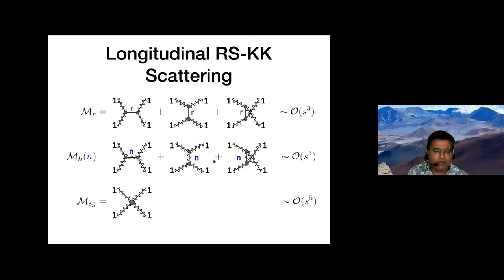The contribution from S, T and U channel exchanges from each level N: in general you're going to have to sum over all KK modes N, even at level one. Each of these contributions goes like energy to the 10th. And then you have contributions coming from the exchange of the radion. They'll go like energy to the 6th. Our question is, what happens when you sum all of these together and sum over all of the KK states? This is a calculation you have to set up and do numerically.